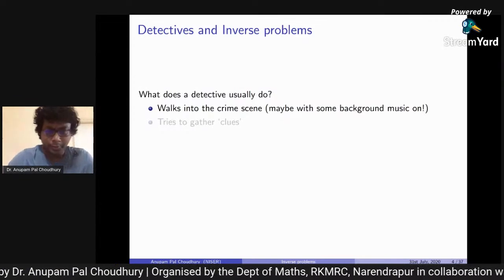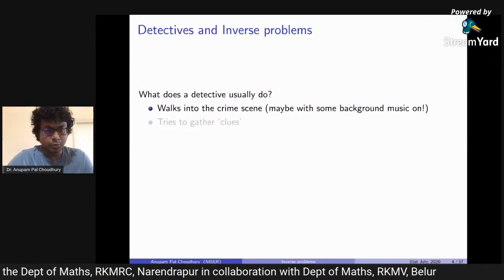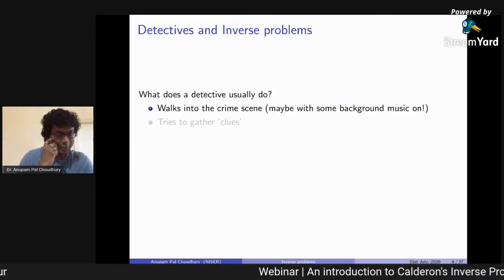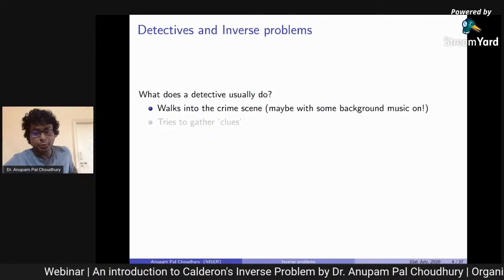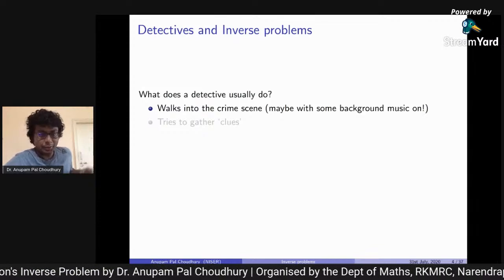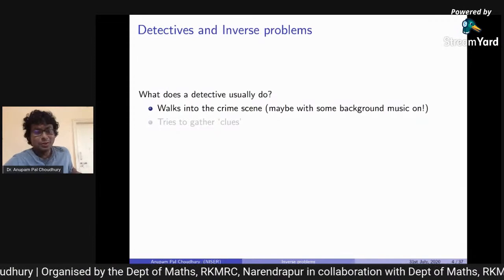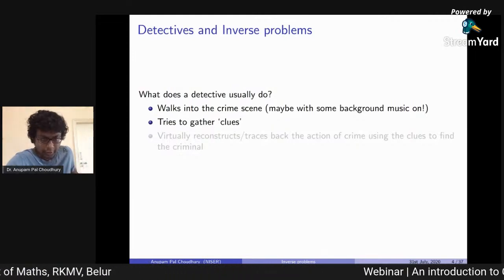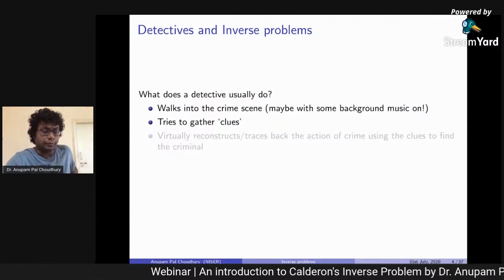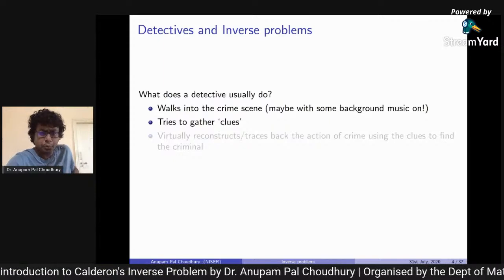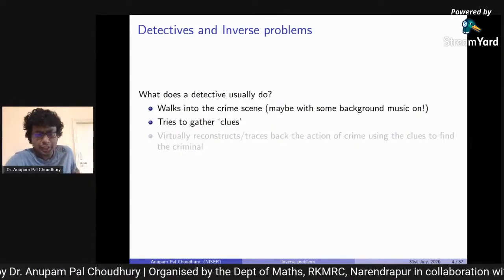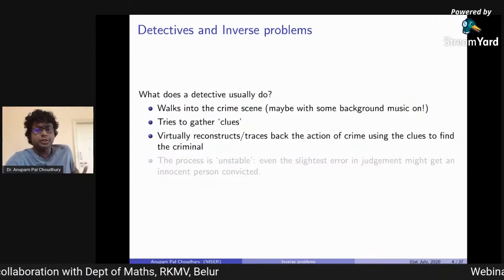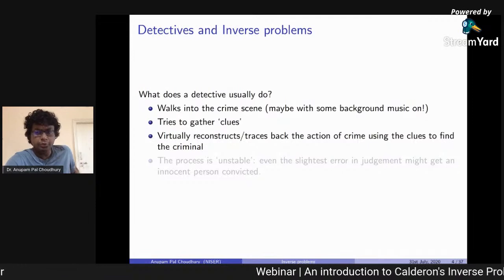Usually there is some crime committed somewhere, and then a detective, usually with his or her assistant, walks into the crime scene. In movies, there's some very interesting background music going on, and he makes a dramatic entry. And then what does he do? He tries to gather clues. He inspects the crime scene, speaks to maybe the relatives of the victim, and tries to gather as much information as possible, as many clues as possible. And then he or she virtually reconstructs or tries to trace back the action of the crime, using these clues or information.